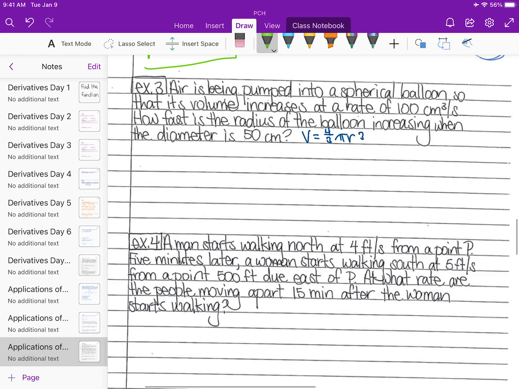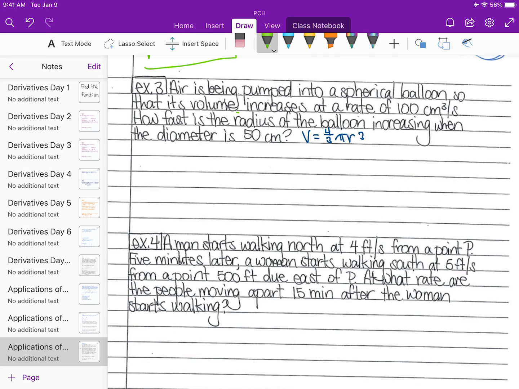All right. Air is being pumped into a spherical balloon so that its volume increases at a rate of 100 cubic centimeters per second. How fast is the radius of the balloon increasing when the diameter is 50 centimeters? And again, that formula will be given to you. So read the question carefully, write down any pertinent information. Always label the pertinent information.